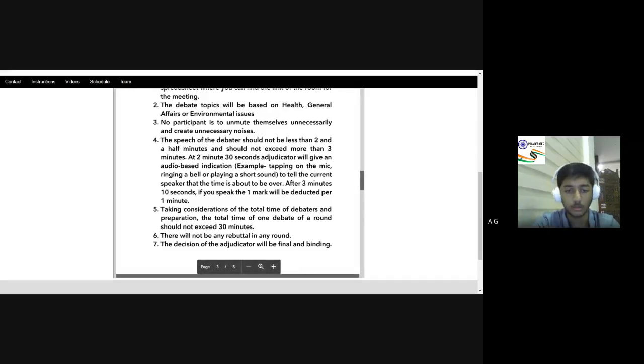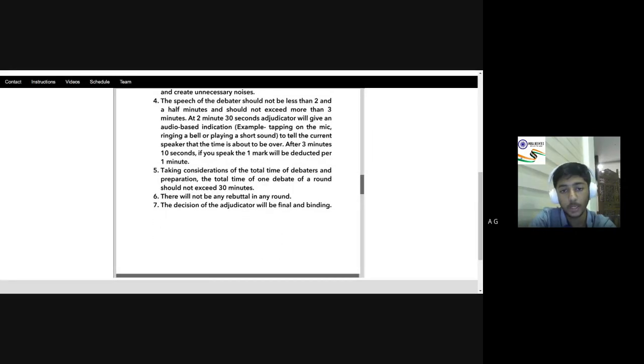And then fifth, taking into consideration the total time of the debaters in preparation: the total time of one debate of a round should not exceed 30 minutes. If we take 5 minutes maximum per debater, even including technical glitches, 5 plus 5 makes 10. Then 10 minutes of debating preparation time, then 5 minutes for the judges' interaction and feedback, and 5 minutes buffer. It makes 30. So adjudicators and everyone, please ensure that it doesn't exceed 30 minutes, because you have other rounds too.